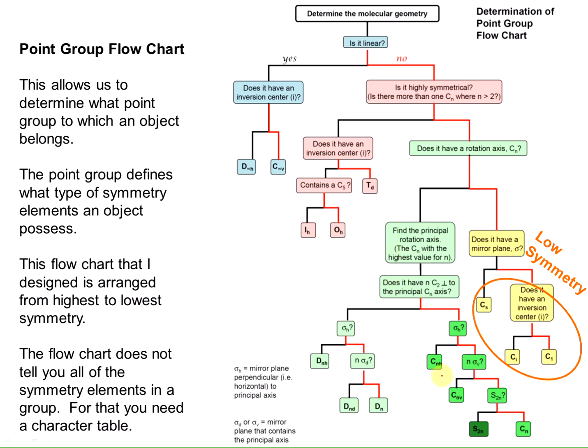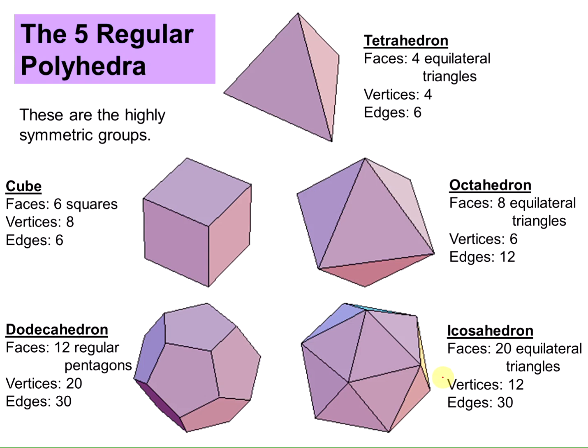Now there are 5 regular polyhedra. These are the highly symmetric groups. There's the cube, the dodecahedron, the icosahedron, the octahedron, and the tetrahedron. So typically we're not going to see too many of the cubes or the dodecahedrons or even the icosahedrons. Sometimes you'll see icosahedrons with viruses. And what we're more likely to encounter is an octahedral complex or a tetrahedral type complex.